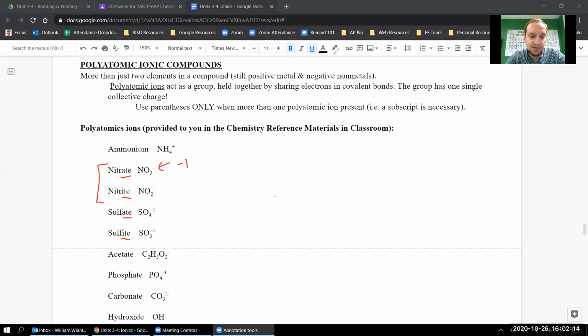The next one we have is phosphate. Phosphate is PO4 with a -3 charge. Carbonate, CO3, all of that has a -2 charge. Again, remember that's the exact same thing. I'm using them interchangeably here.